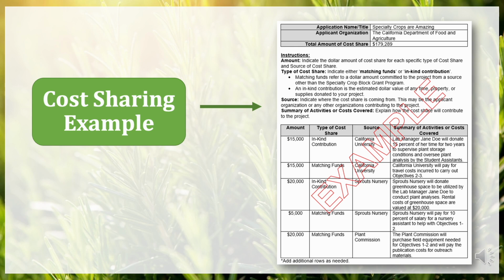The source is the organization or individual that will be contributing the cost share to the project. The summary of activities or costs covered with cost share will be a brief description of the activities or costs associated with the project that the cost share will cover. Depending on how many sources of cost sharing a project has, rows may be added or removed as necessary. An example of the cost sharing template can be found in the grant proposal instructions. Note that this is just an example, so please do not copy it for your own project.